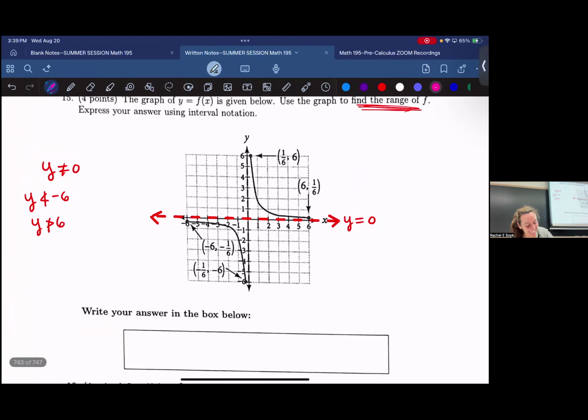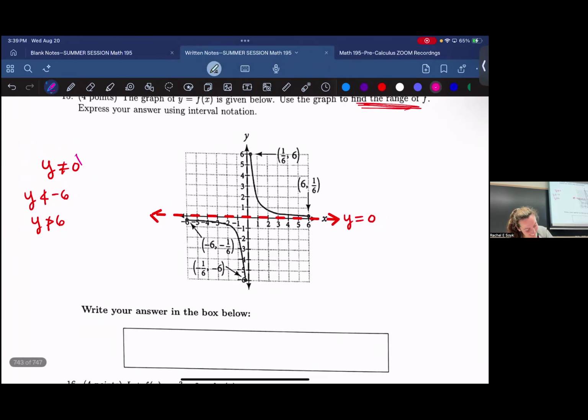Really good. Okay, so we have 1/6 and -1/6. So if we were to write this in interval notation, now what would we have? Hard bracket, -6 up to, good, good, union, +1/6, all the way up to, you got it. Great.